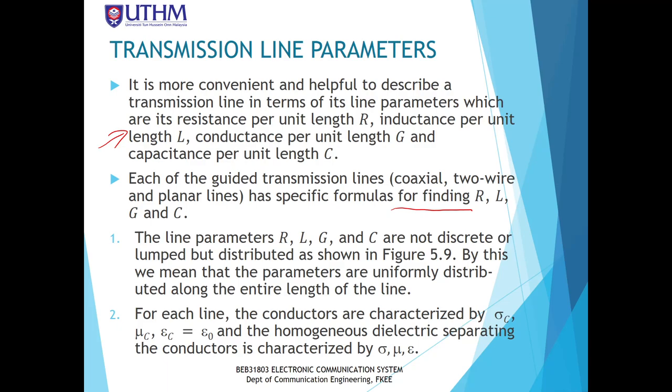So the line parameters R, L, G, and C are not discrete or lumped, but distributed as shown in figure 5.9. This means that the parameters are uniformly distributed along the entire length of the transmission line. Okay. For each line, the conductors are characterized by sigma_c, mu_c, epsilon_c. Okay, so we're going to see about these parameters in the next slides.